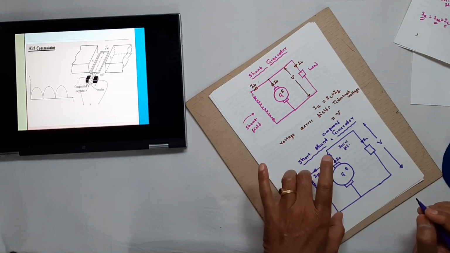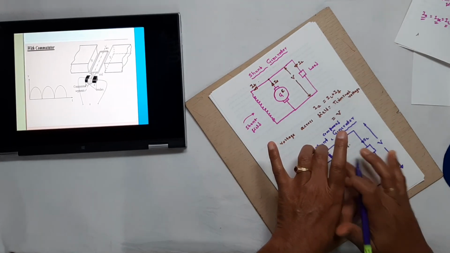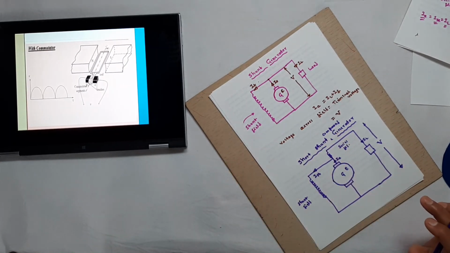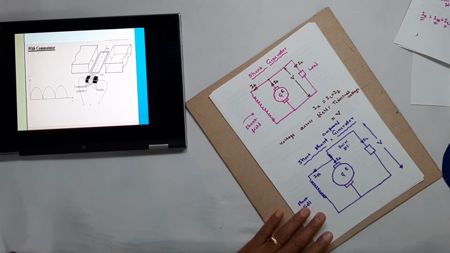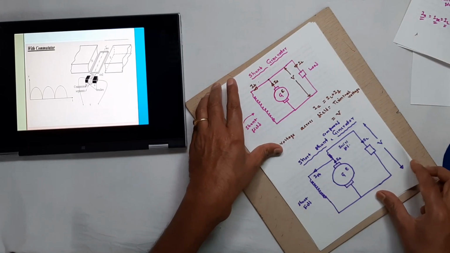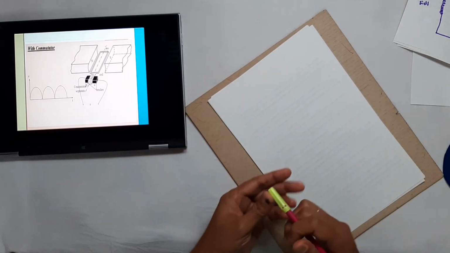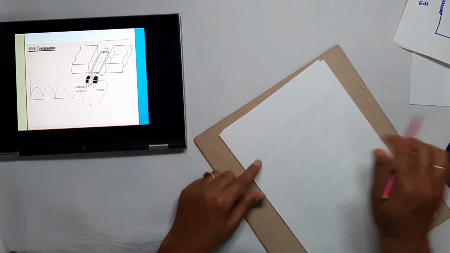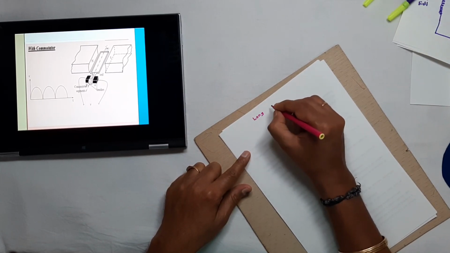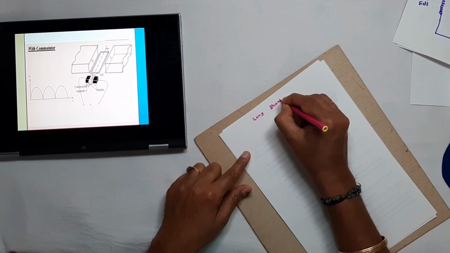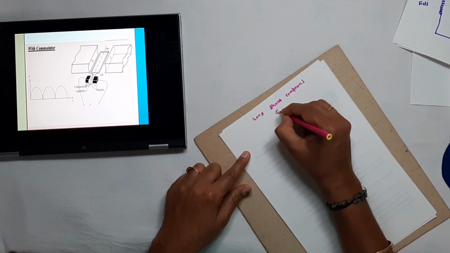Then there is one more possibility. The same shunt field can be connected across the armature as well as the series field. Then it is called the long shunt. Okay, this is how you have to represent your short shunt. Then we'll see the long shunt generator. The next one is the long shunt compound generator.